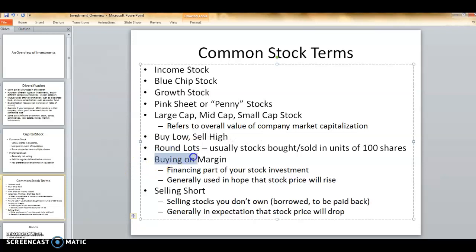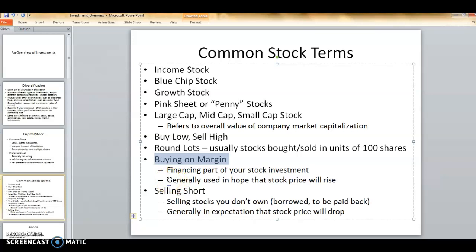Buying on margin is a fairly risky way to invest in common stocks, but it allows you basically to borrow some money from your broker, and usually that's limited to 50% of the total investment. So for example, you could buy $1,000 worth of common stock using $500 of your money and $500 you borrow from your broker. Usually the hope is that the stock will increase in price, so you can basically double what you would make in terms of growth on the stock, investing $1,000 instead of $500.